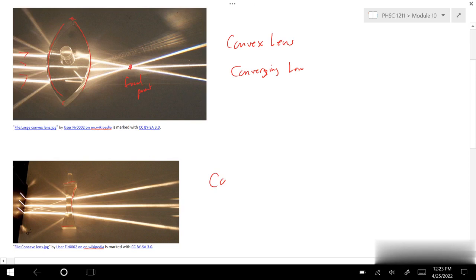Now, if you're looking at the lens on the bottom, the title is a concave lens. It's causing the light to diverge, spreading out, not coming to a focal point. It's actually coming from an imaginary focal point back here. I'll talk about that in a second.